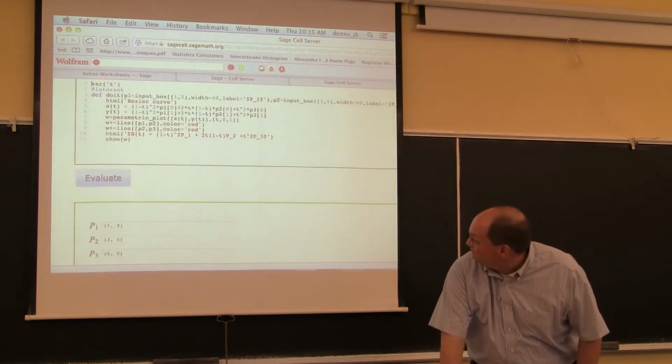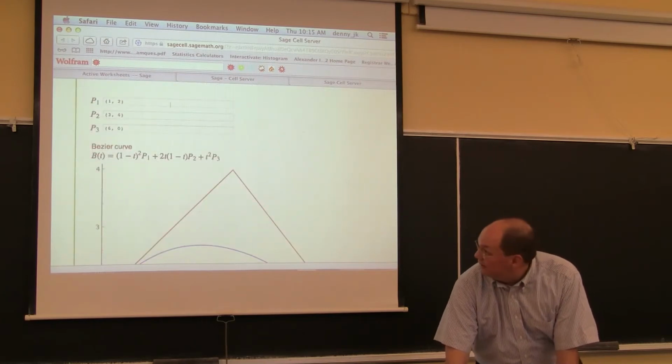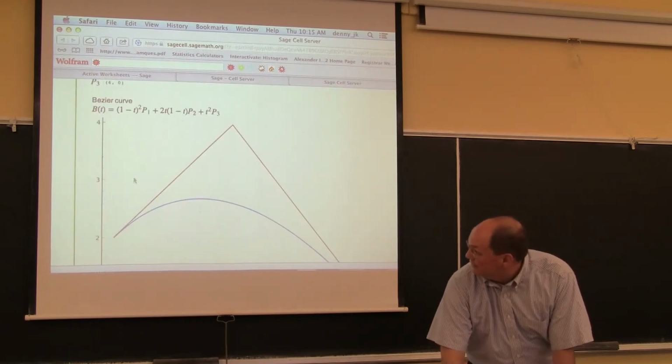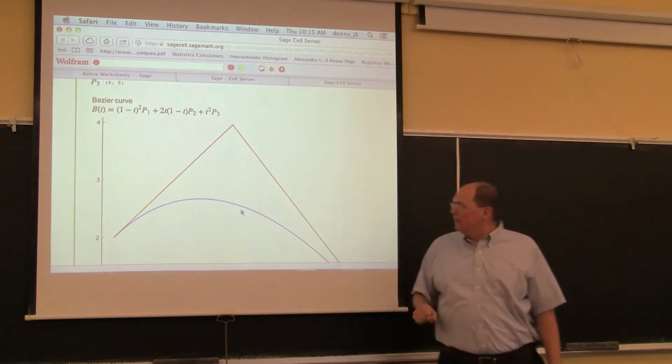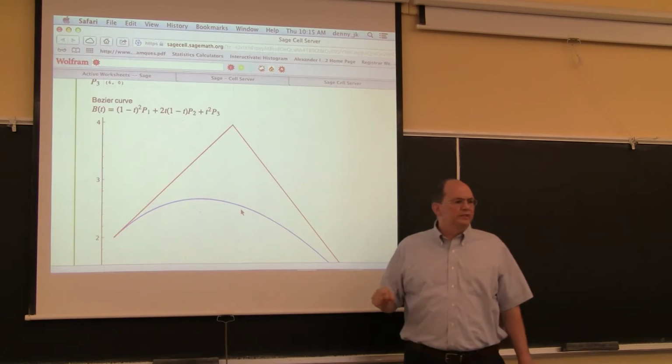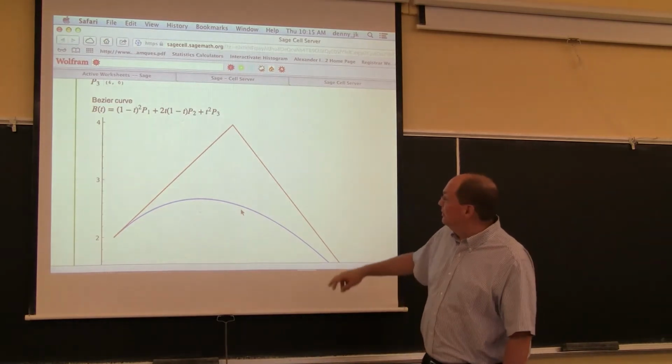So I do the quadratic version because it's simpler, and you've got your 3 points, and you plot the points, and then the curve. I actually have an animation, but it didn't run in the cell server. I don't know what I was doing, but it wasn't working when I was messing with this yesterday.